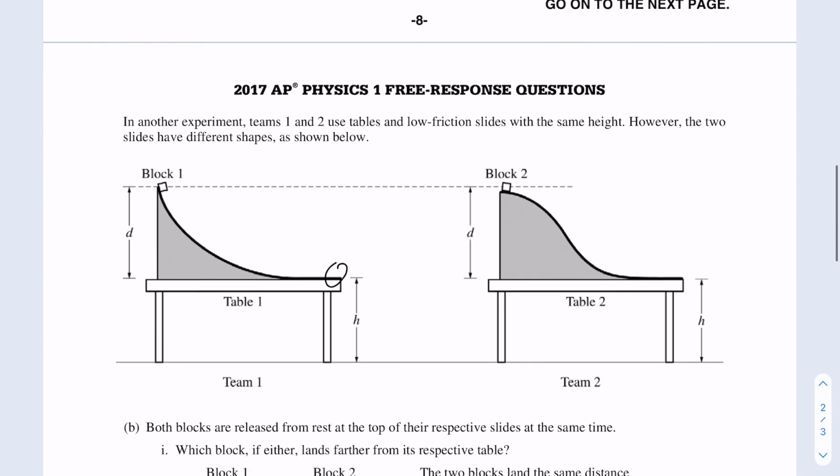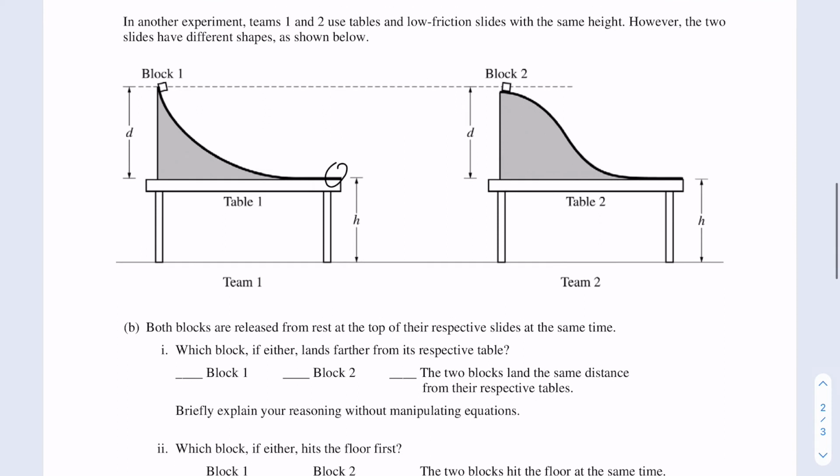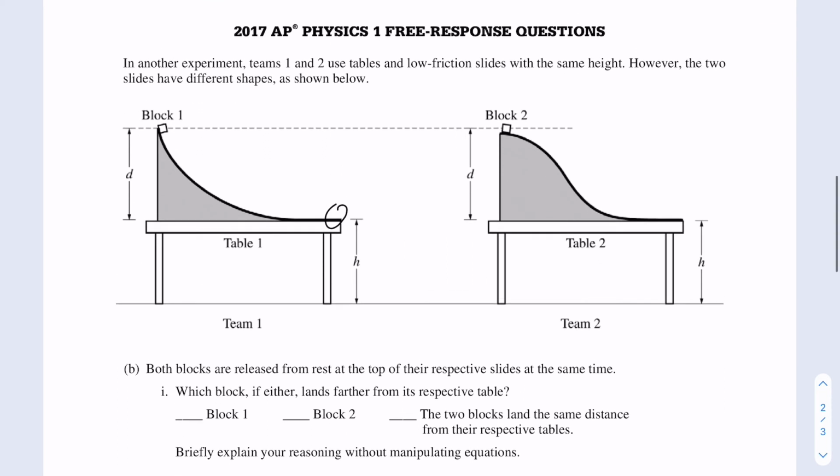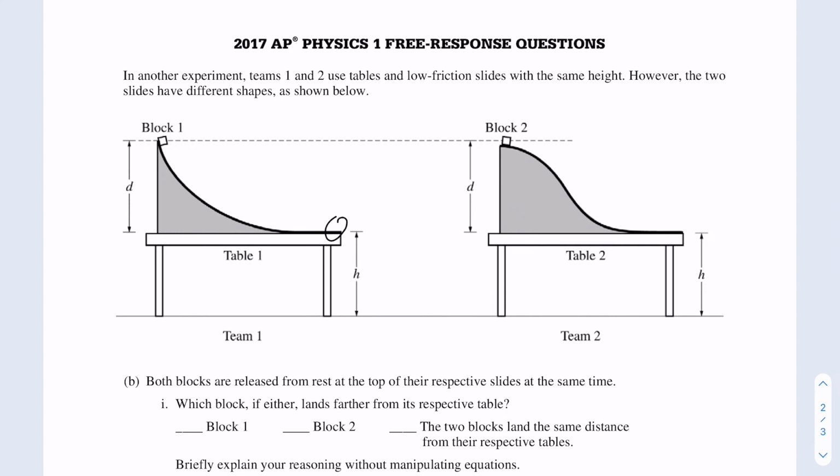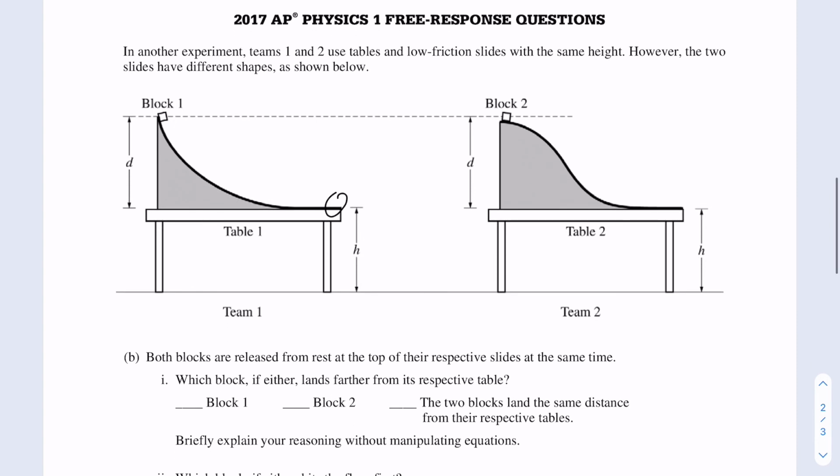And now moving on to part B, we're asked if, again, these two blocks will land the same distance away from their tables. And now we see that they have the same initial starting height, which means that their final velocities, once they're launched, will be the same. So this one is yes.